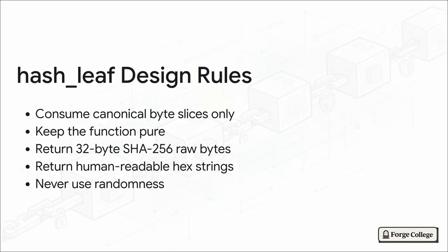Now, let's look at the design rules for our hash_leaf function. It has to consume canonical byte slices only. Keep the function pure, meaning absolutely no global state. It should return a 32-byte SHA-256 digest in raw bytes, and it's also super helpful to return human-readable hex strings for debugging. And lastly, never, ever use randomness. So the crucial point here is that this function must be pure and free of side effects. No outside variables can influence it. Zero global state means perfectly predictable outputs every single time.